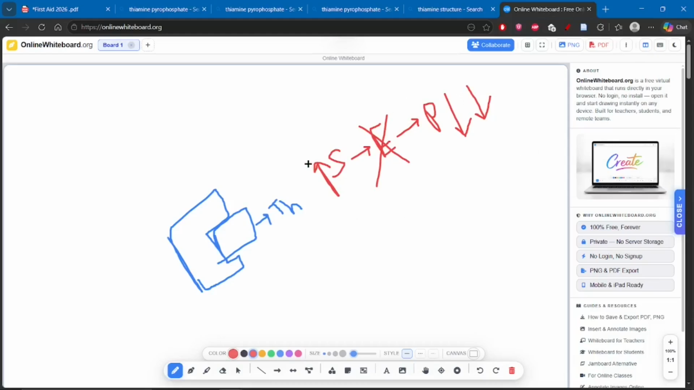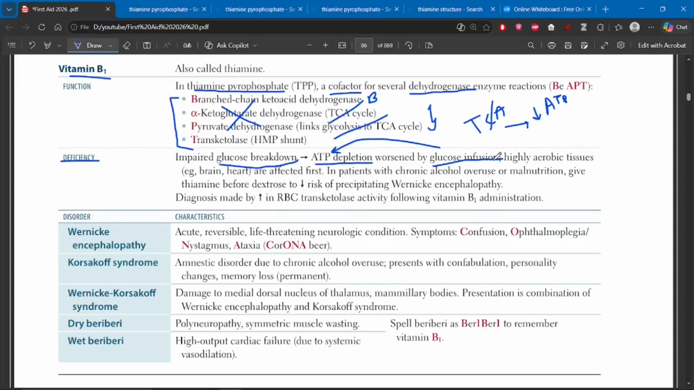So if this increases, the reaction is going to shift to this side, just basic chemistry. We're going to keep on increasing it, so it decreases. So that's what's going to happen. Even if you don't understand this part, just understand that it gets worsened by glucose infusion. So you don't give glucose infusion first. You always give thiamine, right?